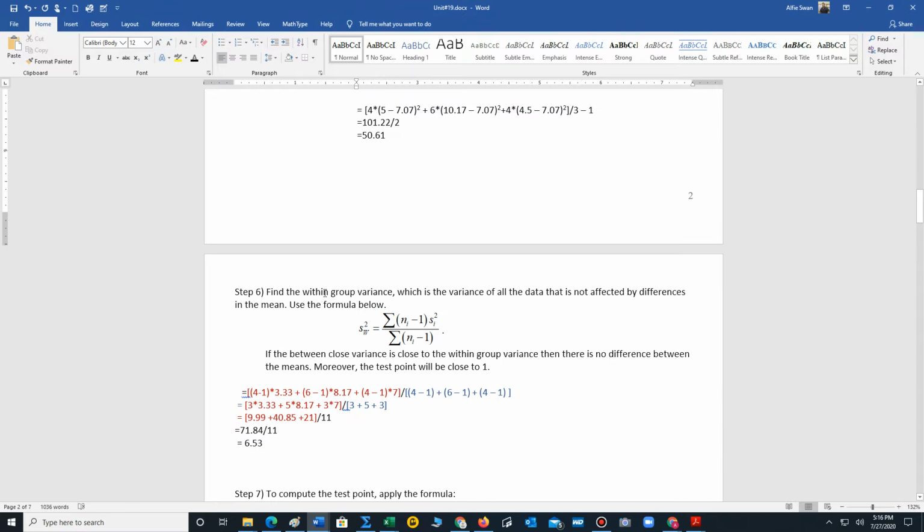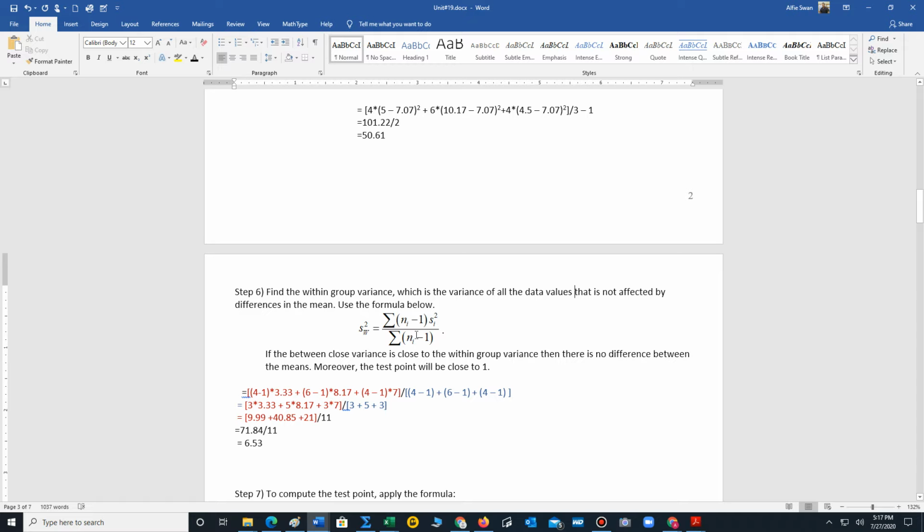We also compute the within group variance, which is the variance of all the data values that is not affected by the differences in the mean. So this is our formula for the within group variance. In the numerator, we find the sum of each sample size minus 1 times the variance, divided by the sum of each sample size minus 1. And if the between group variance, which we calculated here, is close to the within group variance, then there's no difference between the means. In that case, the test point will be close to 1.